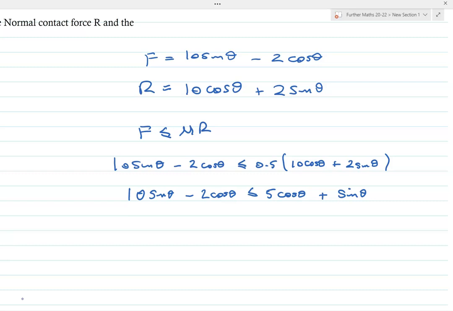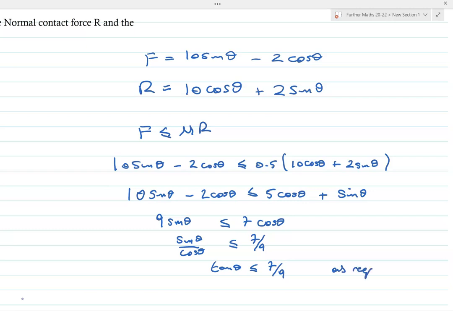So we can take that over to the other side. We get 9 sine theta is less than or equal to 7 cos theta. So divide by cos theta, and we get sine theta over cos theta is less than or equal to 7 over 9. So tan theta is less than or equal to 7 over 9 as required.